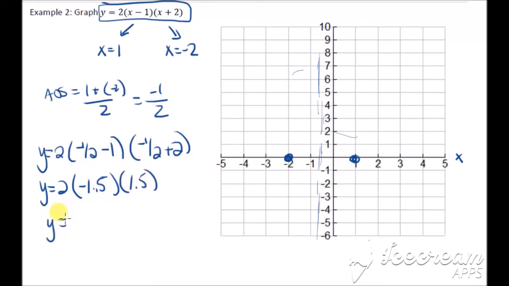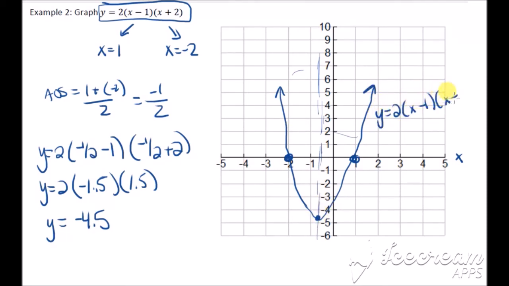If you solve this on your calculator, you get negative 4.5. So on that axis of symmetry, negative 4.5. This gives us the 2 points, using symmetry because they're x-intercepts, so they're going to be symmetric about the axis of symmetry. And then we also graph the vertex. So that's pretty easy.